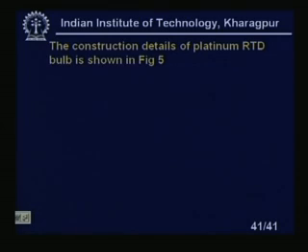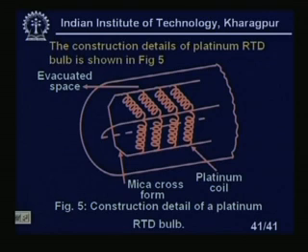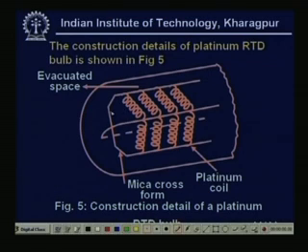The construction details of a platinum RTD bulb are shown in the figure. This is our typical construction of the RTD. You can see here this is our mica cross, on which the RTD wire is wound in coil form, so that a least amount of strain is developed while the temperature rises. You have an evacuated space, and the mica crossing.